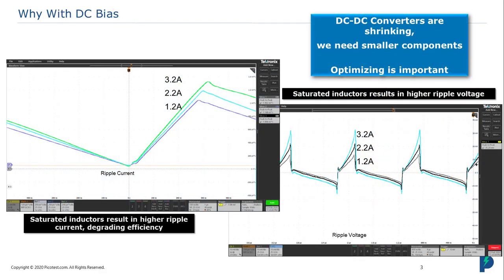DC to DC converters are continuing to shrink, and as they get smaller, we need smaller components, including the inductors. When we shrink the inductors, we also need to make sure that we understand the change in inductance as a function of DC current, because saturation will impact operating efficiencies, and it'll also impact ripple. So while we want the components to be smaller, we also need to quantify them better in order to make sure that we still have sufficient design margins.